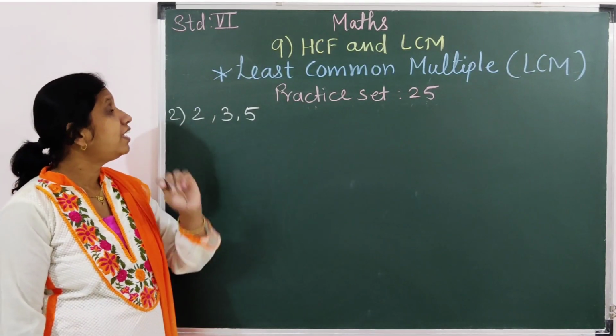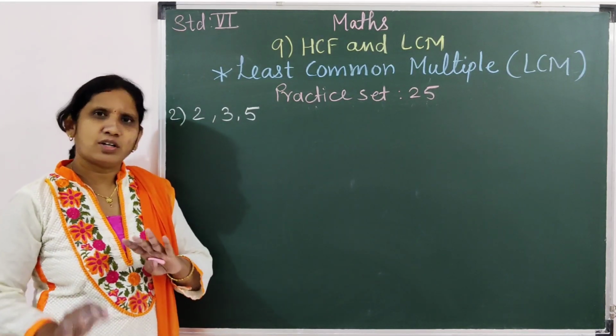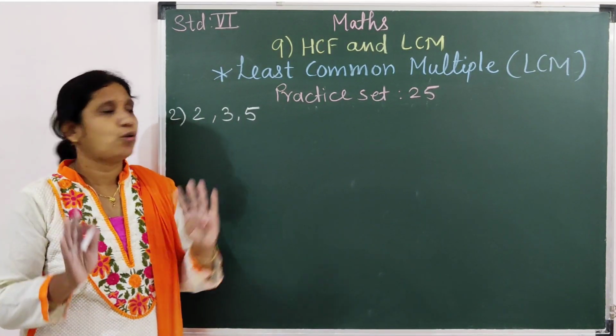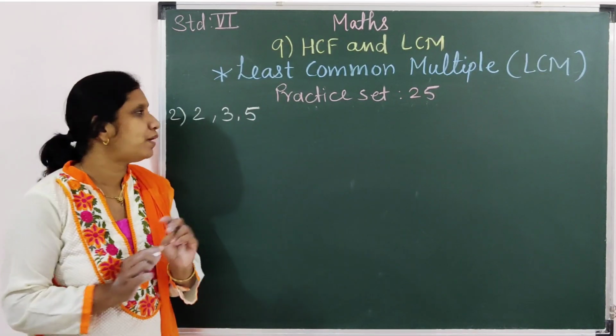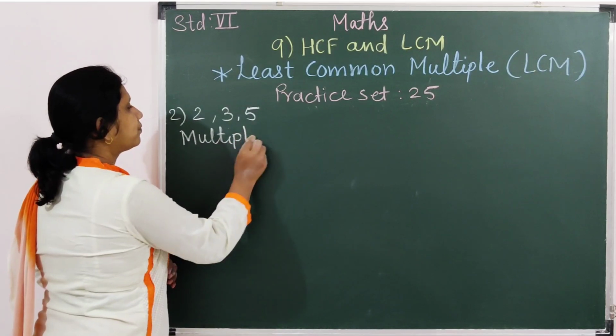Students, let us see example number 2. Here 3 numbers are given. Don't worry. The procedure is the same. Only one number is extra. Doesn't matter. Let us find out multiples of 2.